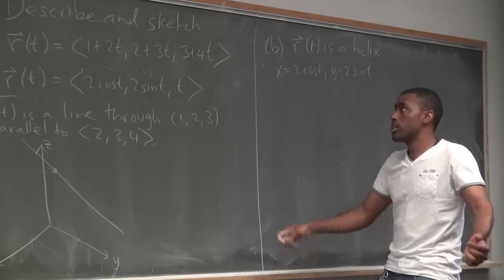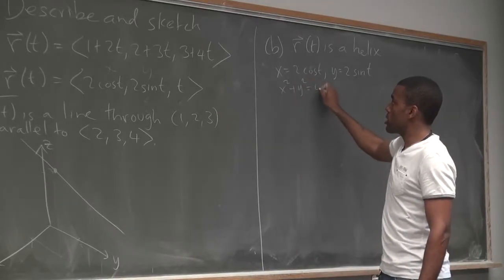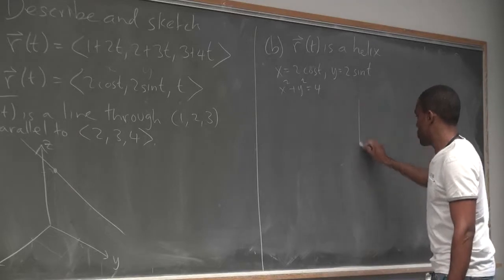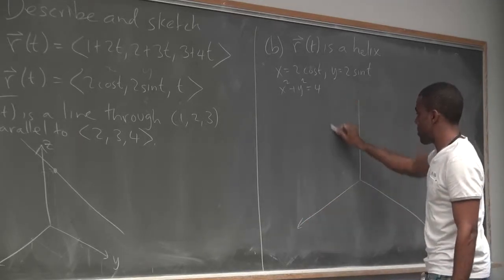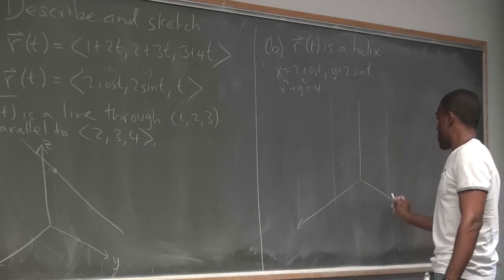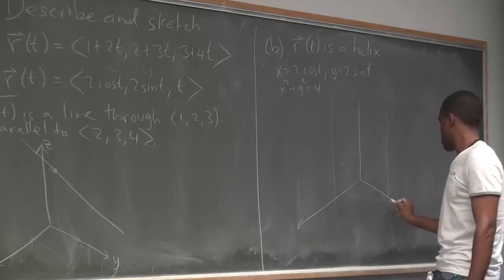That looks like r cosine theta and r sine theta. We know that x squared plus y squared is r squared. So we know that everything is happening on the cylinder of radius 2.